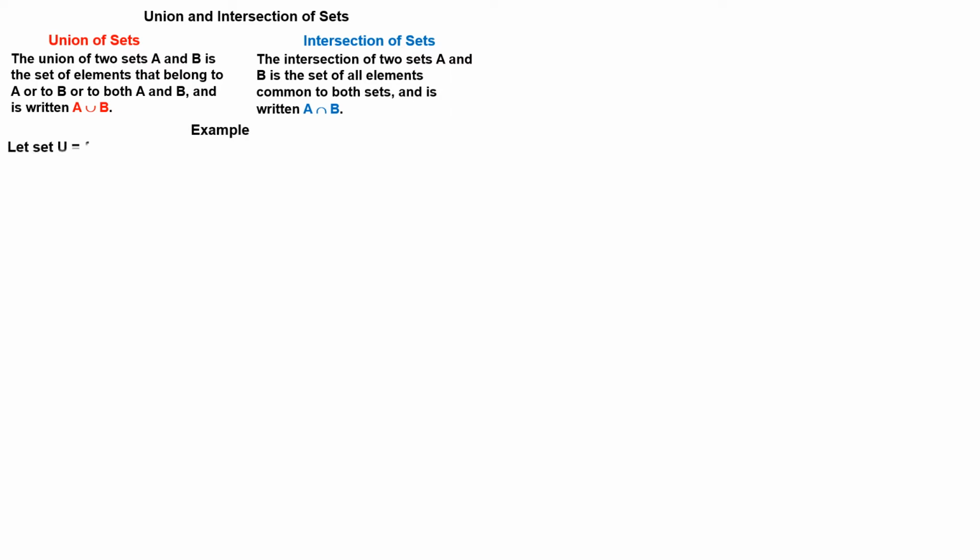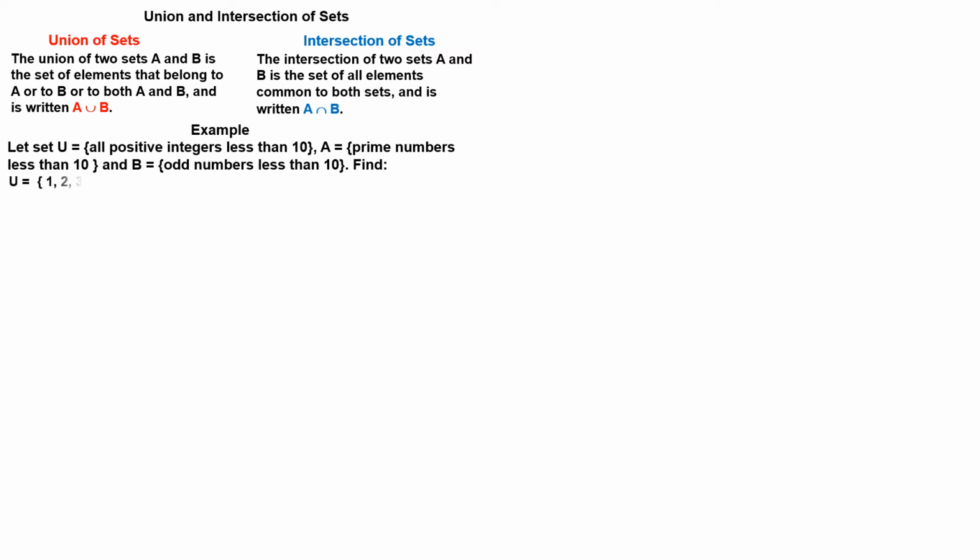We take the universal set to be all positive integers less than 10. Set A is the set of prime numbers less than 10, and the set B is the set of odd numbers less than 10. First, we list the elements of each set.